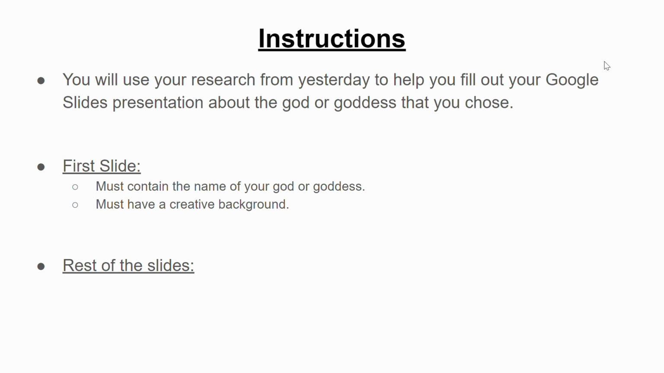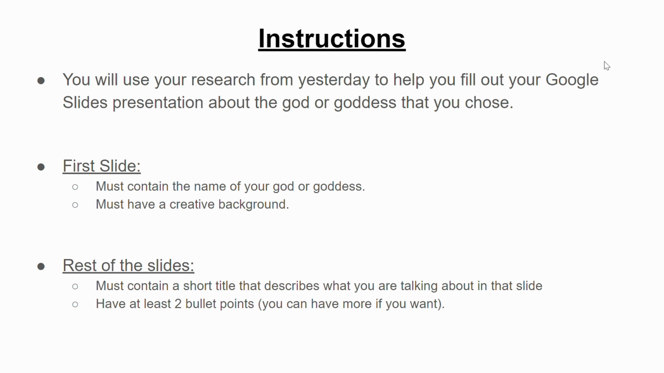For the rest of your slides, you must have a short title that describes what you are talking about in that slide. For example, one of the slides that I did talks about the powers of my god, so I simply titled that Google slide Powers. You must have at least 2 bullet points in that slide. You could have more if you want.